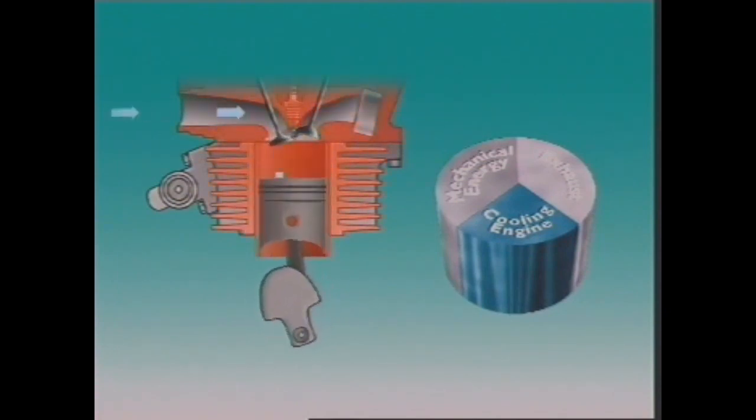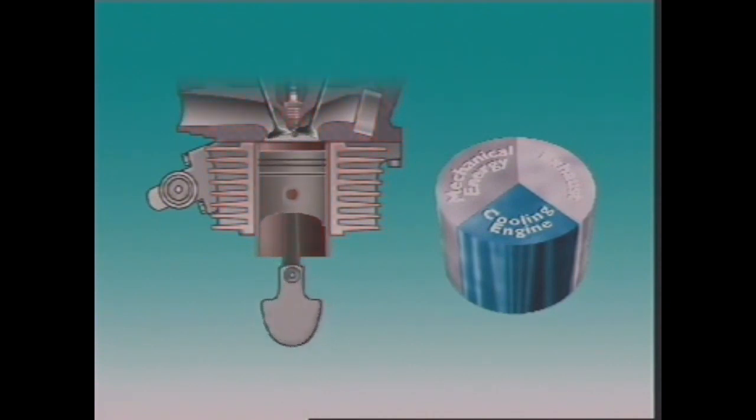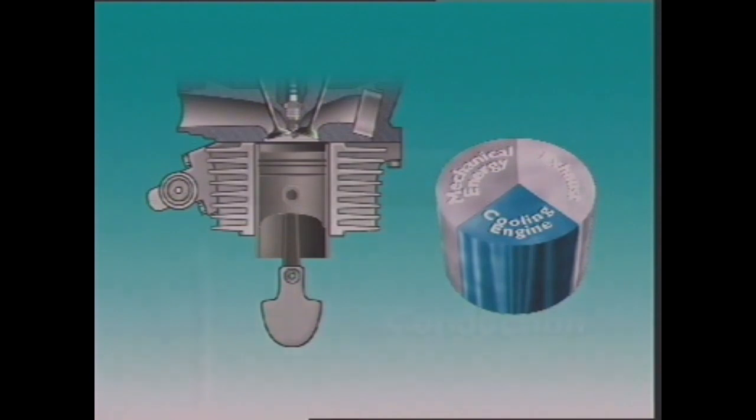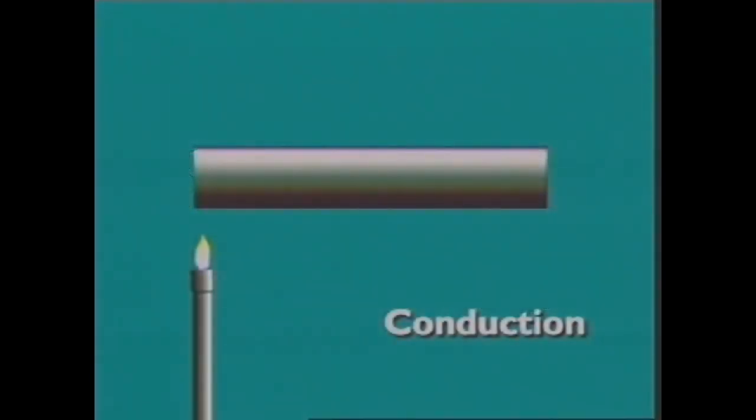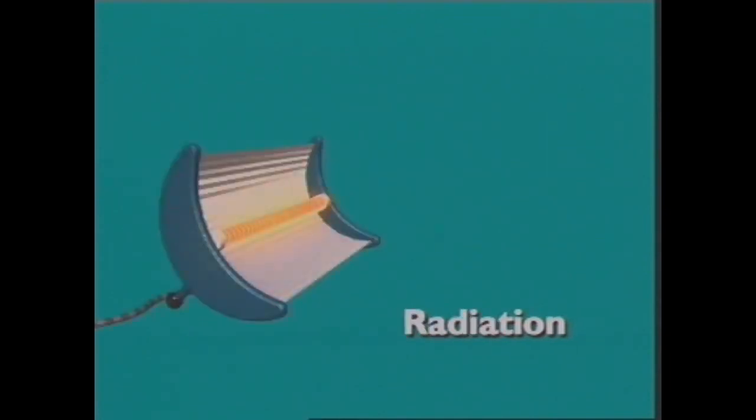Heat always moves from areas of higher temperature to areas of lower temperature, which can be a problem. To control this movement, it is necessary to understand how heat is transferred. Heat travels in just three ways. The way it moves through solids is called conduction. Through liquids and gases, it is called convection. It follows paths called convection currents. Through space, it moves by radiation.